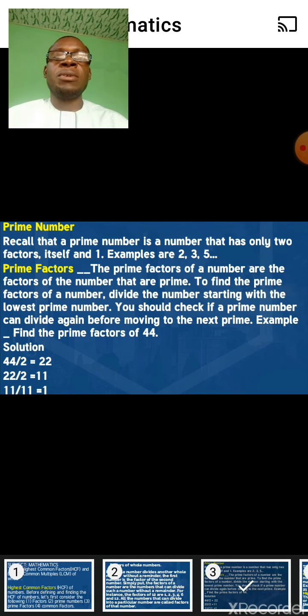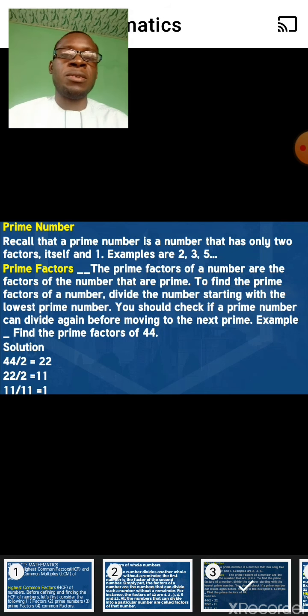We go to prime number. Recall that a prime number is a number that has only two factors, itself and 1. We treated this one previously. Examples are 2, 3, 5, etc. We go to prime factors. The prime factors of a number are the factors of the number that are prime. To find the prime factors of a number, divide the number starting with the lowest prime number. You should remember to check if a prime number can divide again before moving to the next prime.